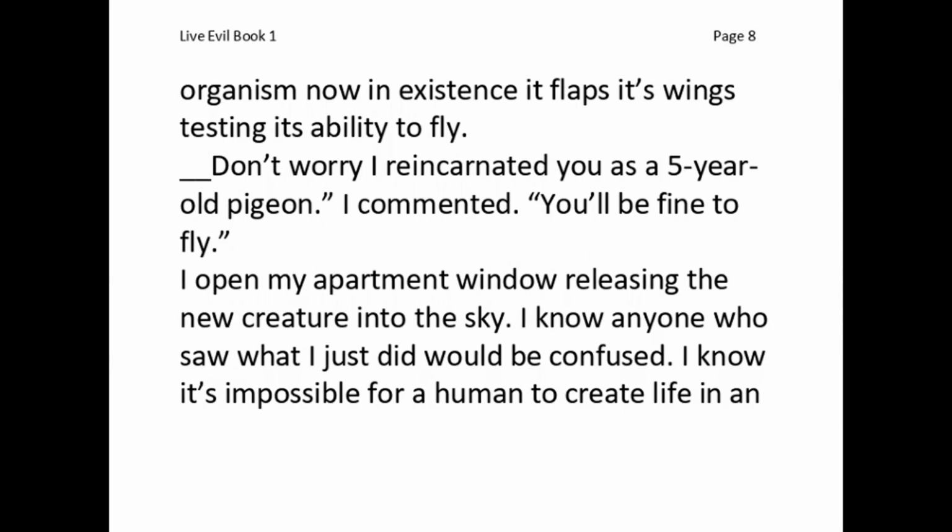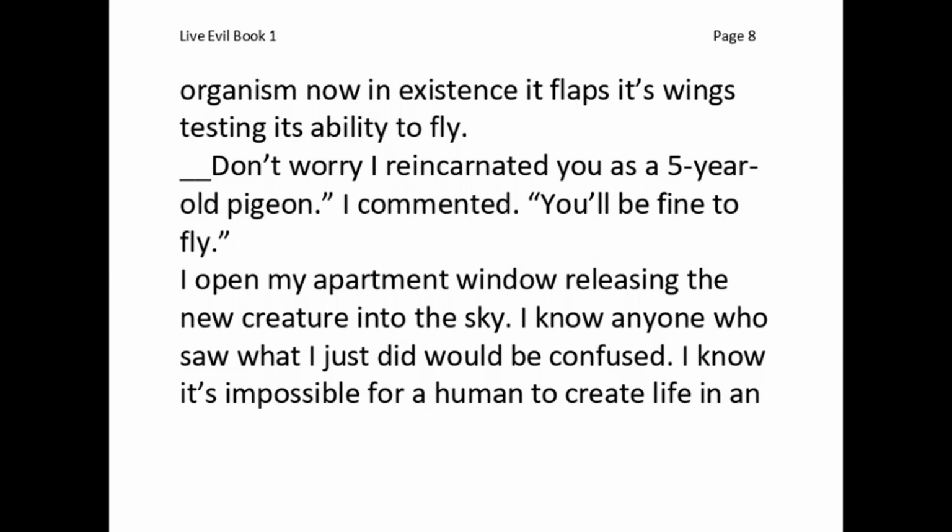With the new organism now in existence, it flaps its wings testing its ability to fly. Don't worry, I reincarnated you as a 5-year-old pigeon, I commented. You'll be fine to fly. I opened my apartment window, releasing the new creature into the sky. I know anyone who saw what I just did would be confused.